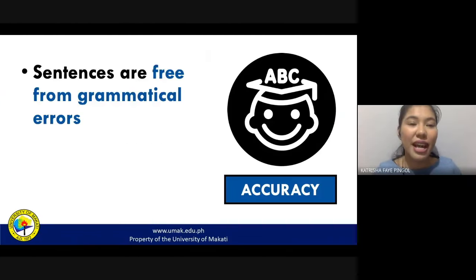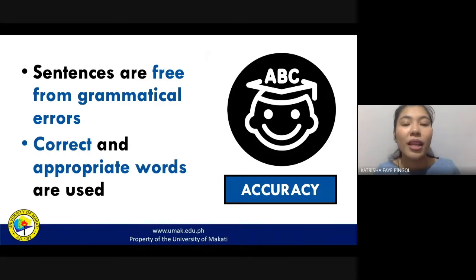Accuracy, on the other hand, simply refers to using sentences that are free from grammatical errors. Precision refers to being specific about the details that we are providing, and accuracy refers to having error-free sentences. Accuracy could also refer to the use of correct and appropriate words.